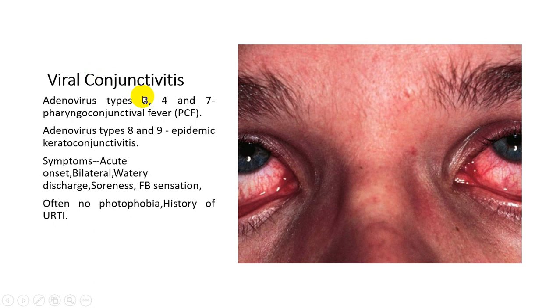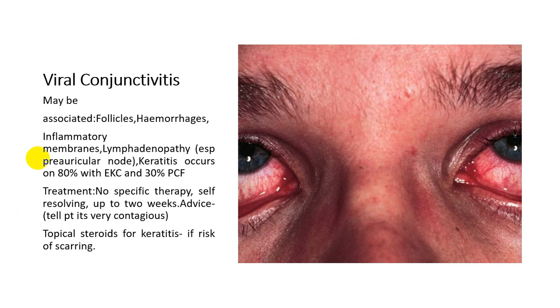This is viral conjunctivitis, usually caused by adenovirus type 3, 4, and 7, which cause pharyngoconjunctival fever, and adenovirus type 8 to 9. It causes epidemic keratoconjunctivitis. And what symptoms? It has acute onset, bilateral, watery discharge, soreness, and foreign body sensation. Often there is no photophobia and a history of upper respiratory tract infection.